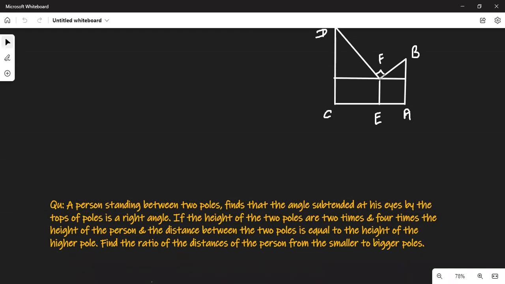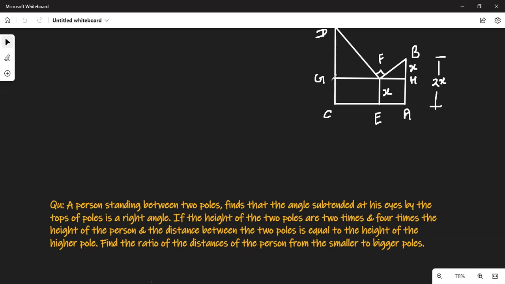What we are given is that the height of this pole is 2 times the height of the person. Means if this is X, AB is going to be 2X. EF is X and AB is 2X. This total distance here is 2X. This means this part here is X, and this part is also X. A, B, C, D, E, F. Let's say this point is G, and this point here is H.